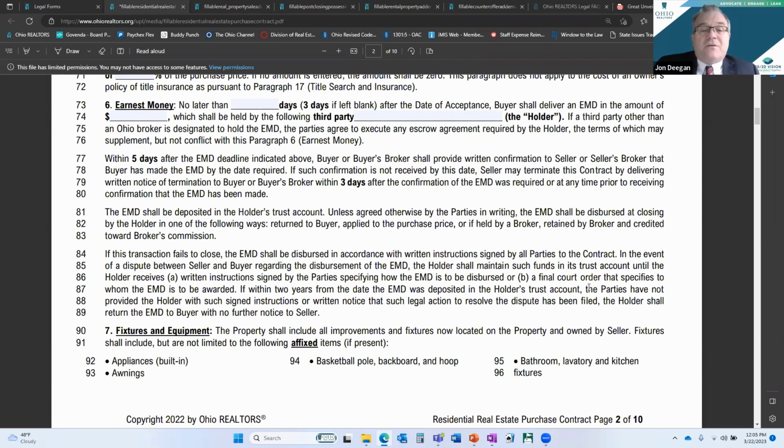In this particular paragraph, it provides the vehicle to comply with the regulations imposed by the Division of Real Estate, and that is a 5-day notification in writing. In writing can be text, it could be email, but it has to be some type of written confirmation that the funds have been deposited or not been deposited. And then that triggers the seller's right to terminate the contract and move forward.